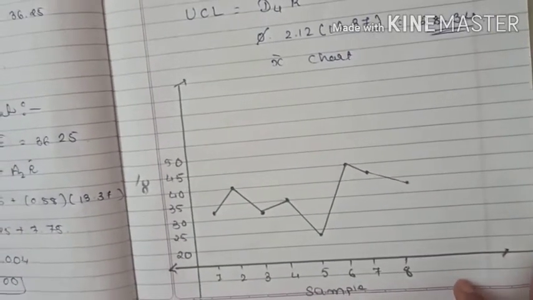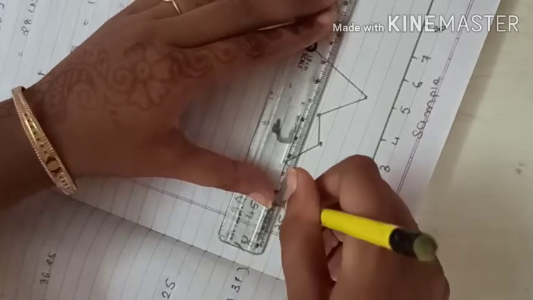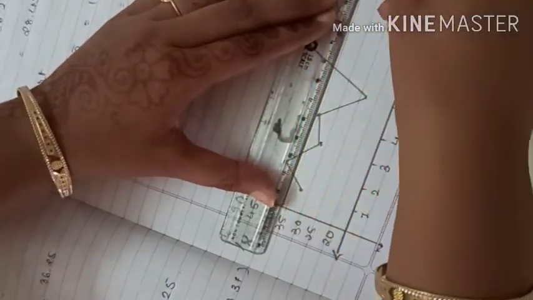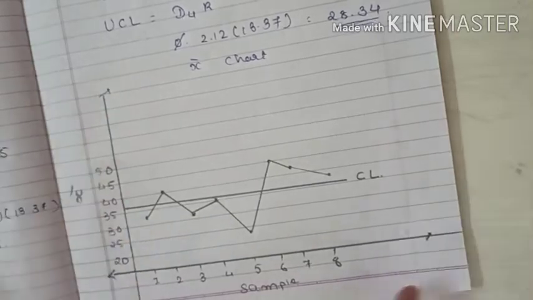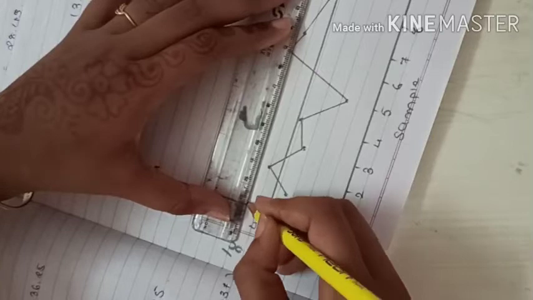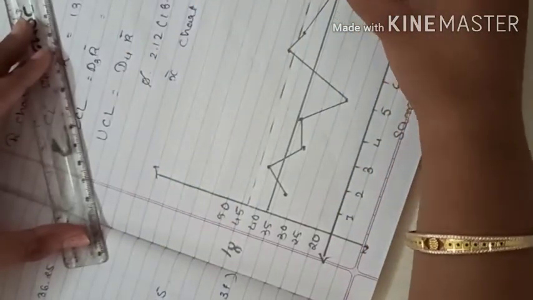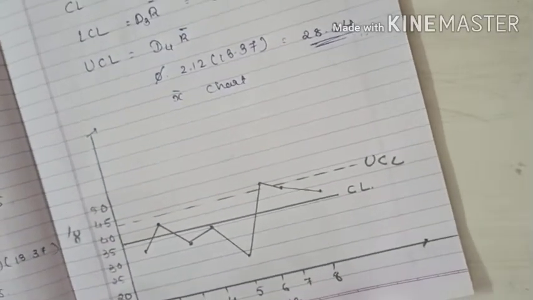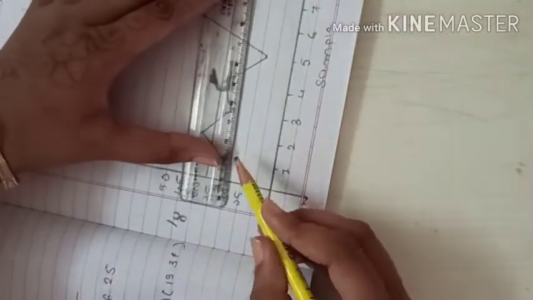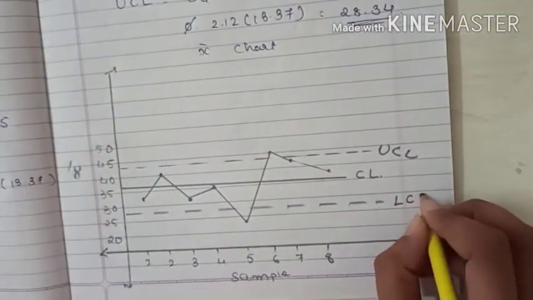Now place the control limits. The central line of the X bar chart is 36.25, that means around 36. So we are placing the central line. Now the upper control limit is 44. Now the lower control limit is 28. So it might come here.